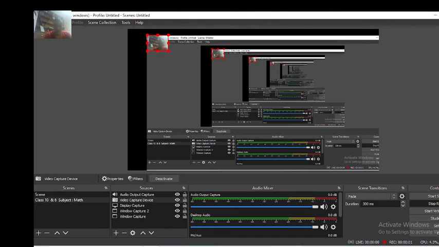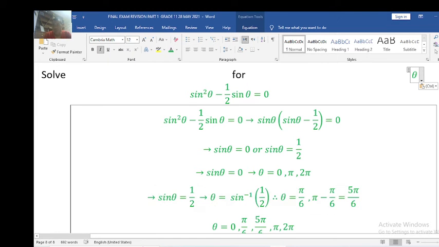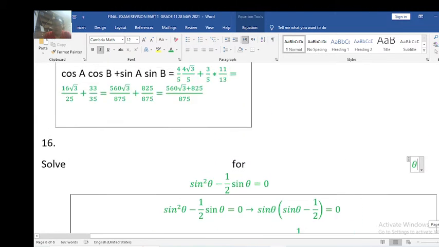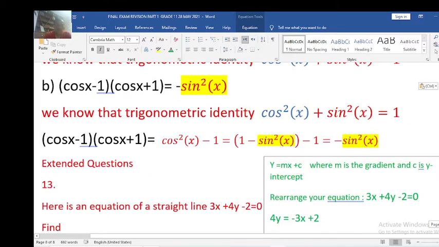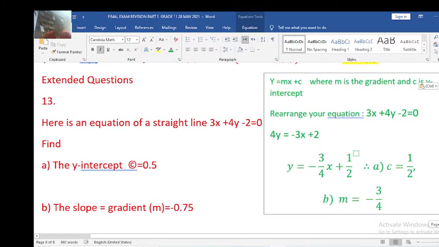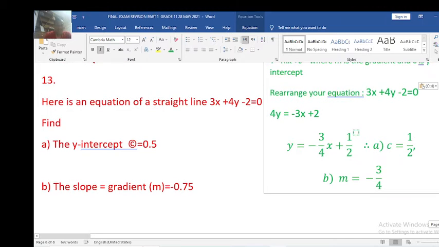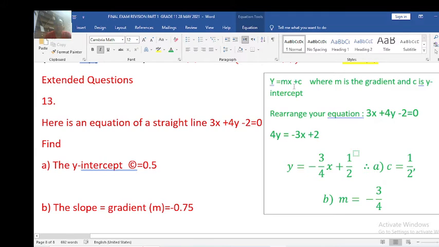Continue, learners. Let's go back to question number 13. Here is an equation of a straight line: 3x plus 4y minus 2 equals 0. Find the y-intercept and the slope, which is the gradient, labeled as m. First of all, learners, you should remember that y equals mx plus c, where m is the gradient and c is the y-intercept.